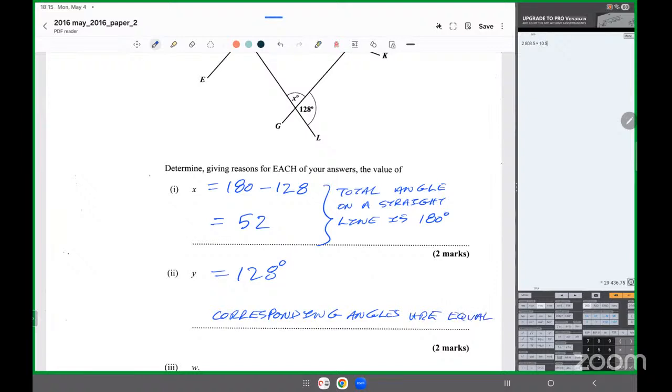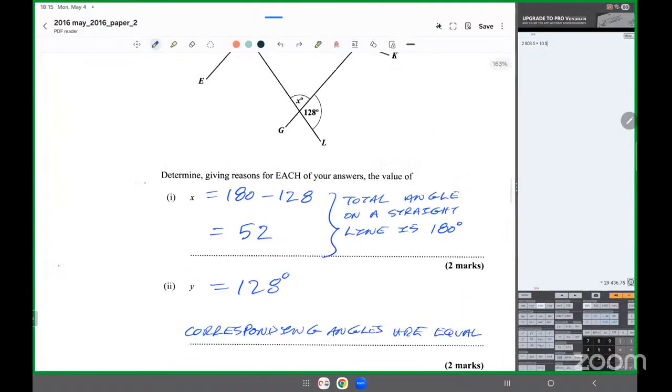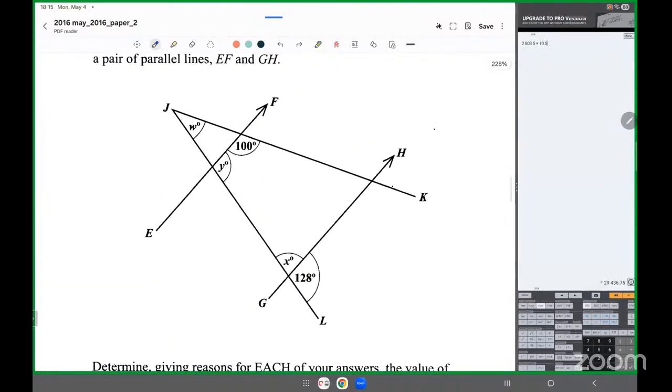They are corresponding angles. The Y and the 128, they are corresponding angles. They don't want the angle W now. The angle W. All right, we're going to get the angle W. We have to calculate it. You get the angle W.